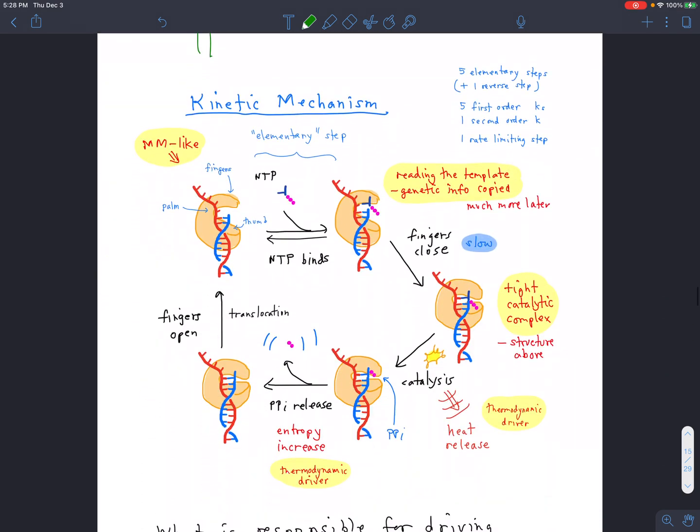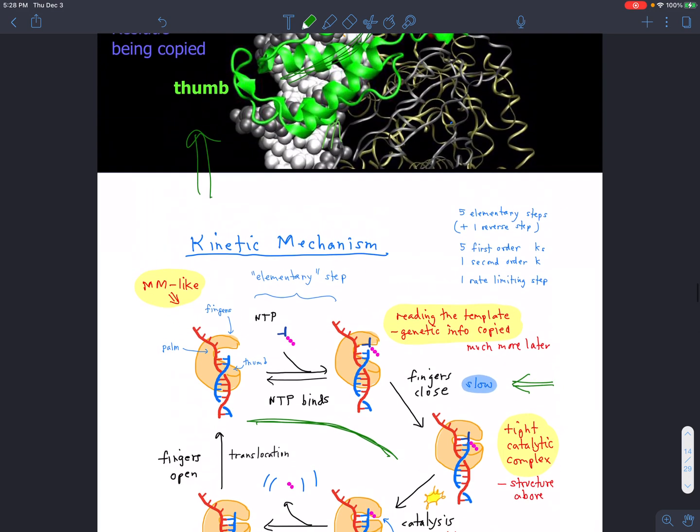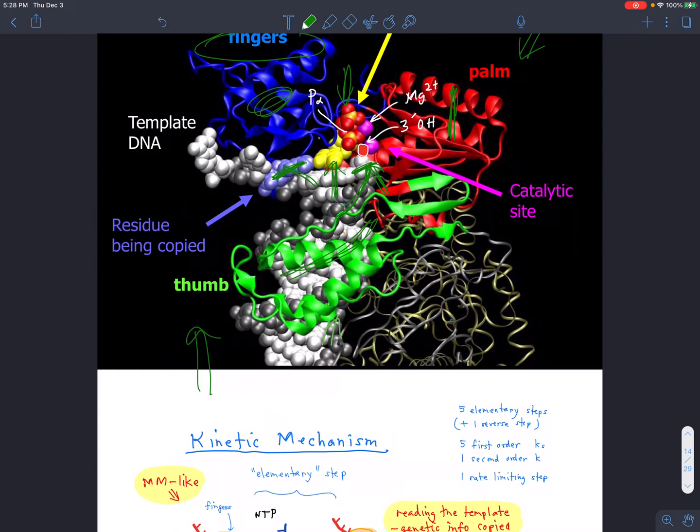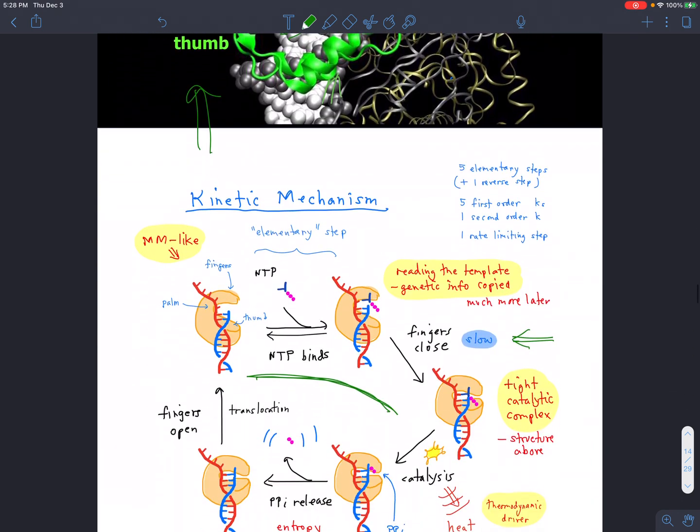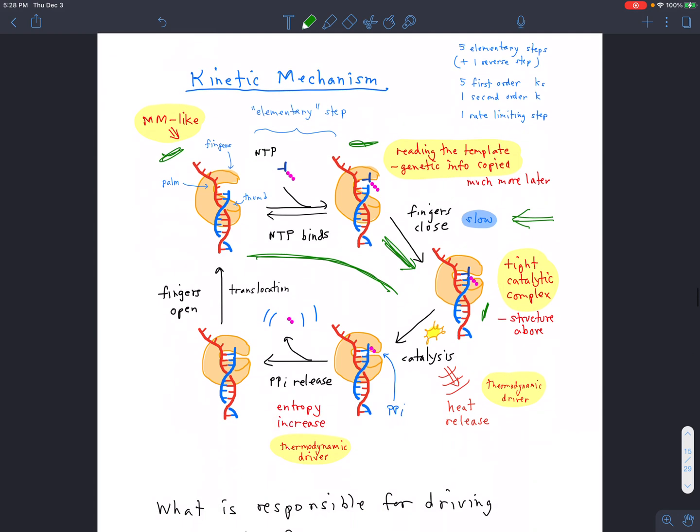We looked at the kinetic mechanism. It's 5 steps, remember. But remember that the first 2 steps have a rate-limiting step, the fingers closing process, right? These fingers here open and close, and they're open here and here, but they're closed here. So this is the fingers closing step. That fingers closing step is slower than anything else.